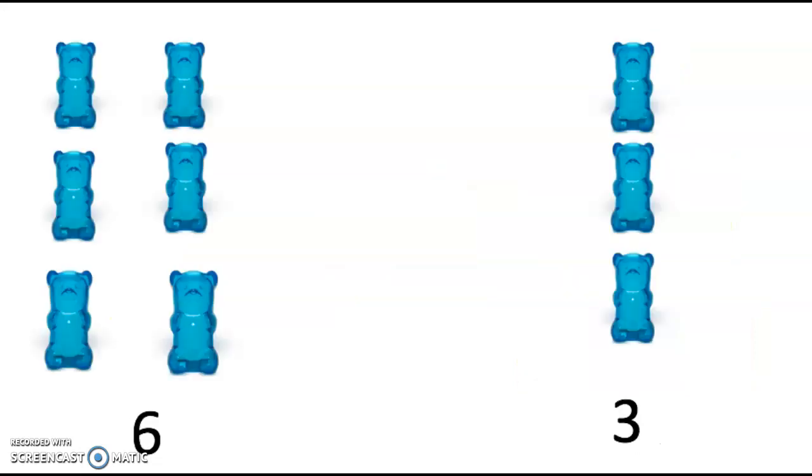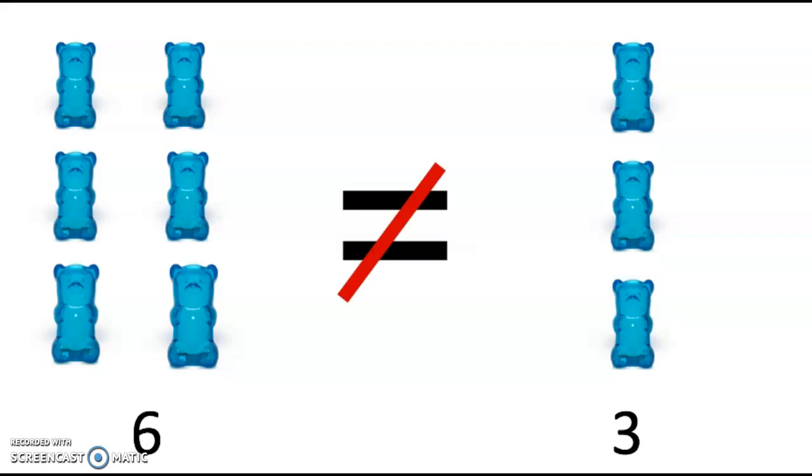Now let's look at some gummy bears. On this side, how many gummy bears do I have? 6. On this side, how many do I have? 3. Is 6 the same amount as 3? No, 6 is not the same amount as 3. So can we say these are equal? No, they are not equal because 6 is not the same amount as 3.